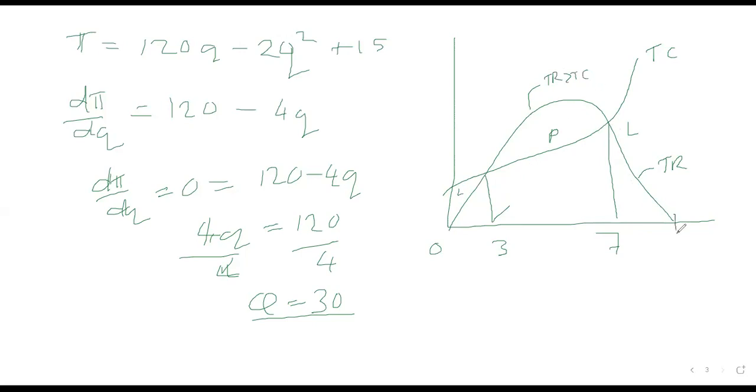From 7 units to 10 units, we are making a loss because this line, our total cost at this point, is more than our total revenue. What we are spending is more than what we are getting. Similarly, this line here is a point where total revenue is less than total cost. So you have more costs than your revenues.